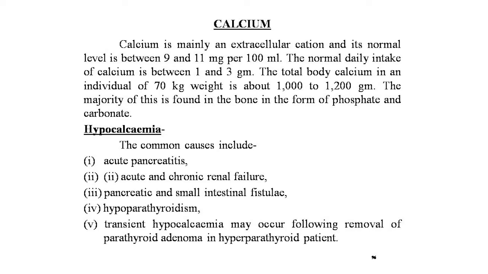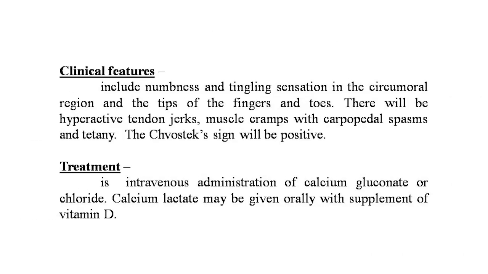Now, hypocalcemia. The common causes include acute pancreatitis, acute and chronic renal failure, pancreatic and small intestinal fistula, and hypoparathyroidism. Transient hypocalcemia may occur following removal of the parathyroid adenoma in the hyperparathyroid patient. The clinical features of hypocalcemia include numbness and tingling sensations in the circumoral region and the tips of the fingers and toes. There will be hyperactive tendon jerks, muscle cramps with carpopedal spasm and tetany. The Chvostek's sign will be positive.